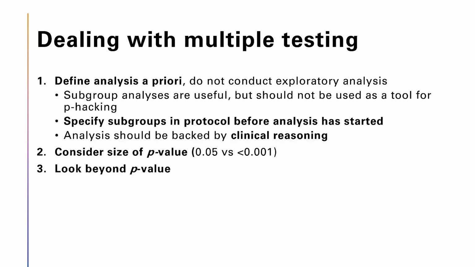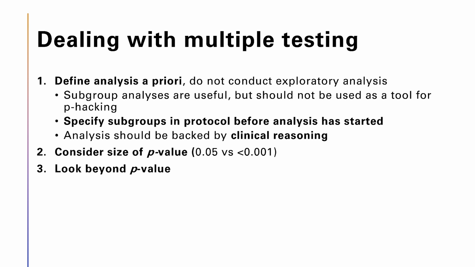So, when we are conducting medical research, how do we try our best to produce accurate findings and conduct research with integrity? Most importantly, we should define our analysis a priori. So what does that mean? Subgroup analysis can be useful too for investigating interesting hypotheses, but we should be wary of conducting many subgroup analyses just to find a statistically significant finding.